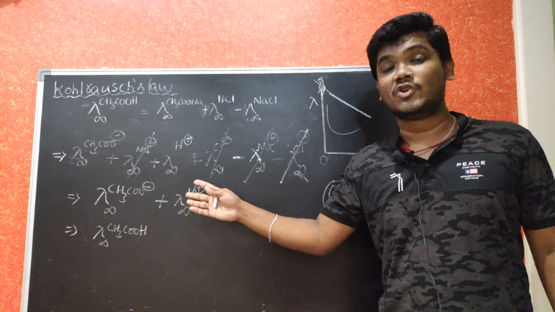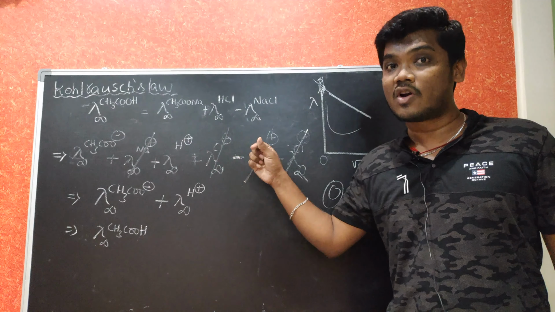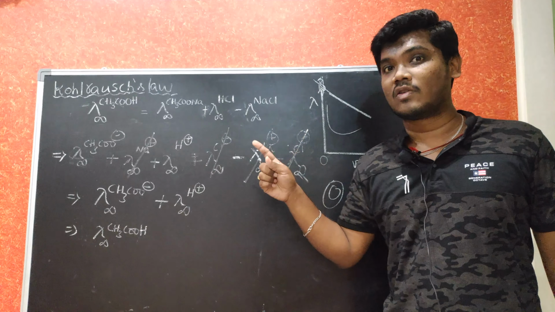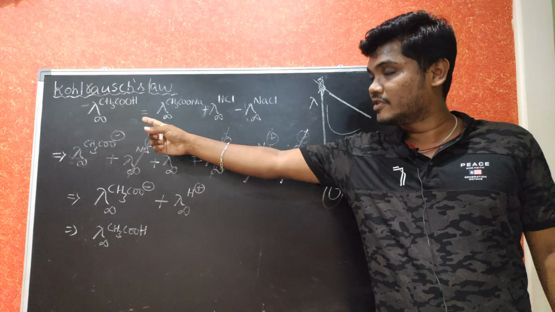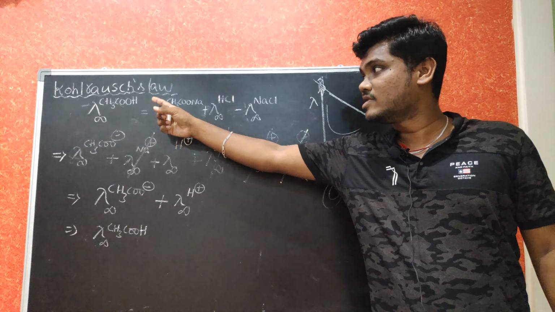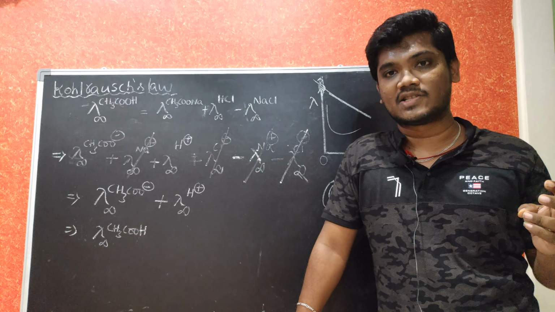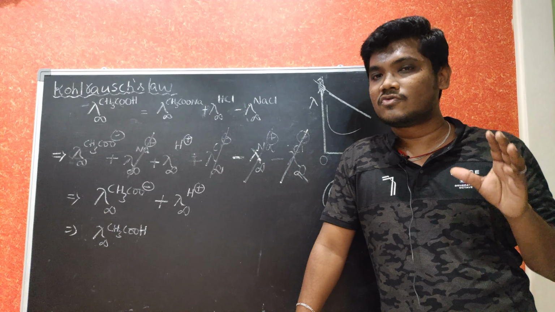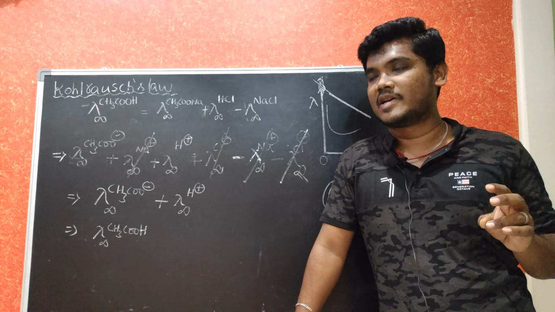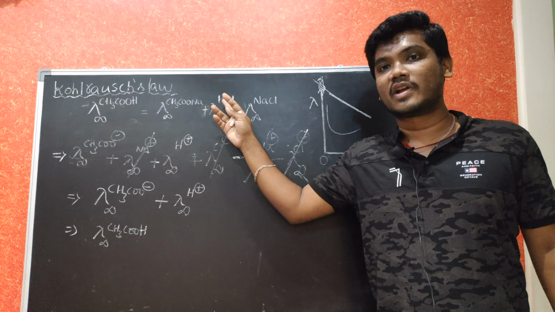During the procedure, he took the equivalent conductivity of strong electrolytes. Those electrolytes should contain the ions which are associated with the weak electrolyte. If you consider acetic acid, we have the acetate ion as well as H+. So he took the strong electrolytes which involve the acetate as well as H+. That's why he took sodium acetate as well as hydrochloric acid.